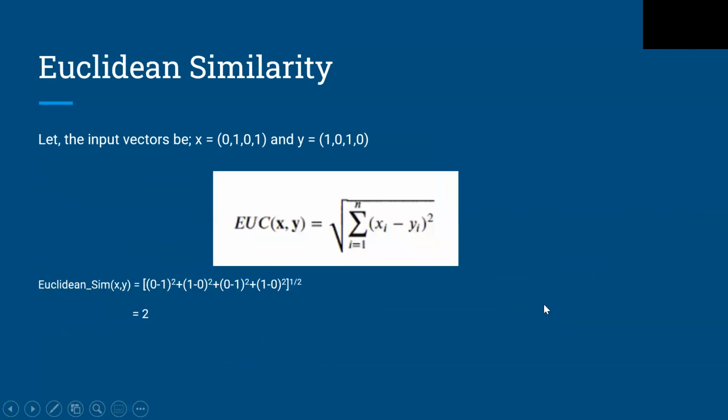Jaccard similarity. The Jaccard similarity index compares members for two sets to see which members are shared and which are distinct. It is calculated by dividing the number of members shared between two sets with the total number of members in two sets.